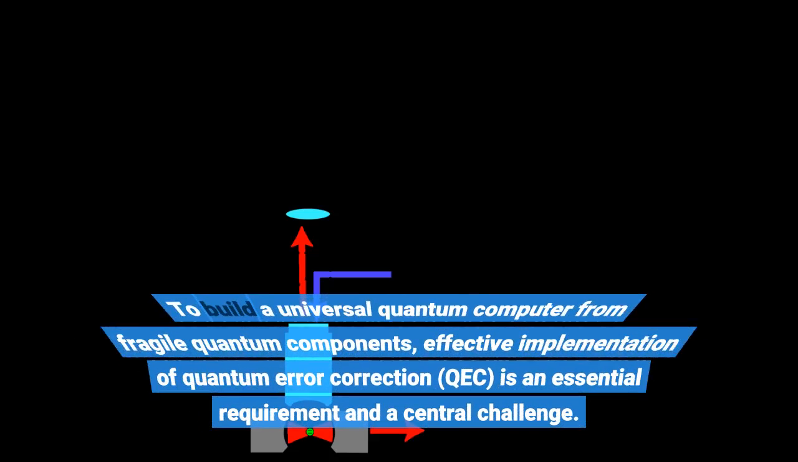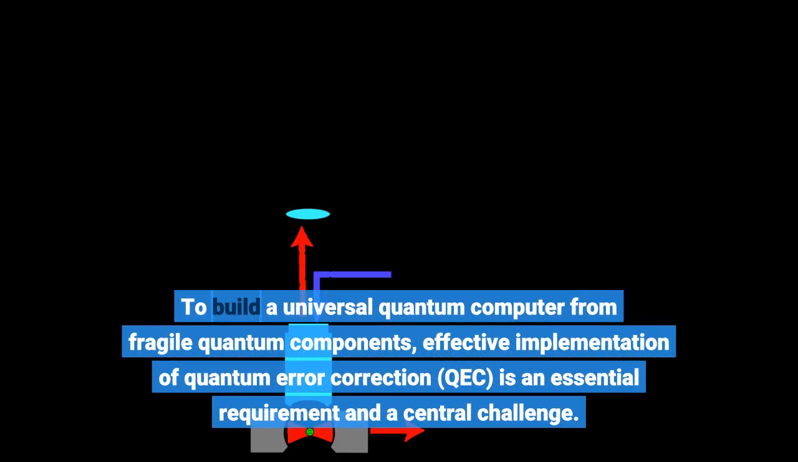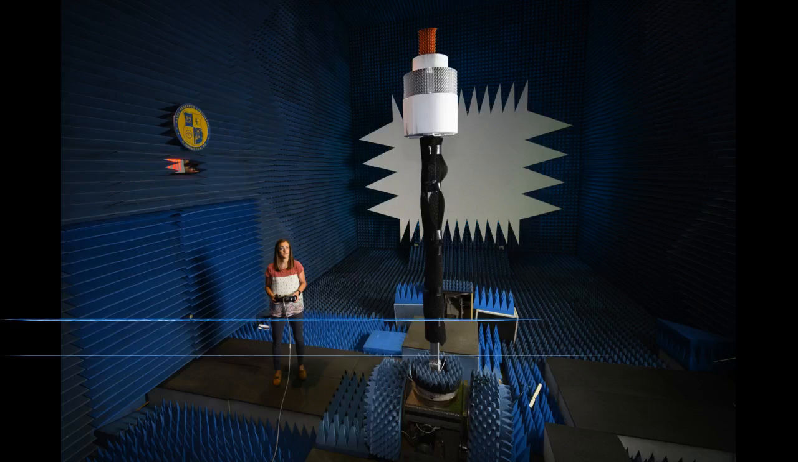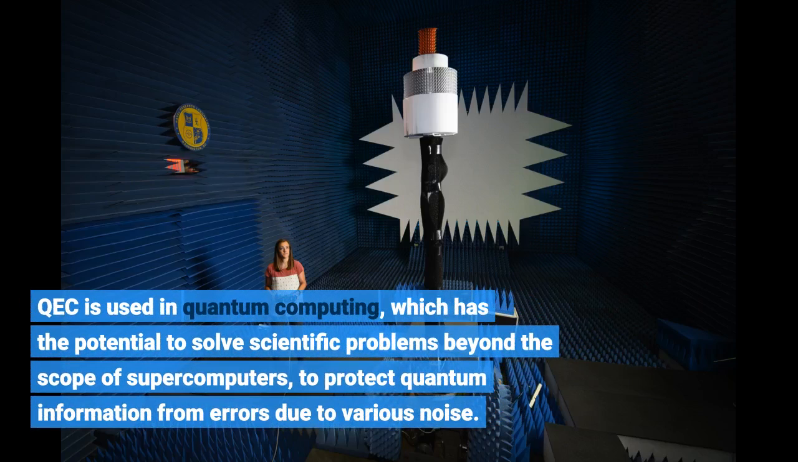To build a universal quantum computer from fragile quantum components, effective implementation of quantum error correction (QEC) is an essential requirement and a central challenge. QEC is used in quantum computing, which has the potential to solve scientific problems beyond the scope of supercomputers, to protect quantum information from errors due to various noise.